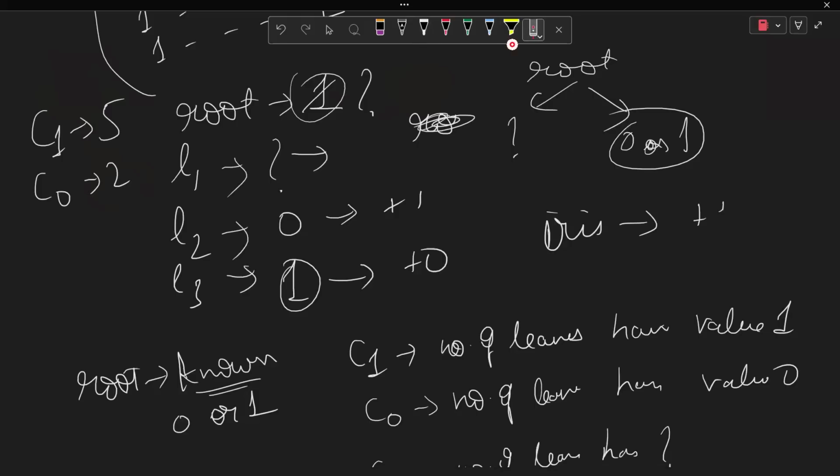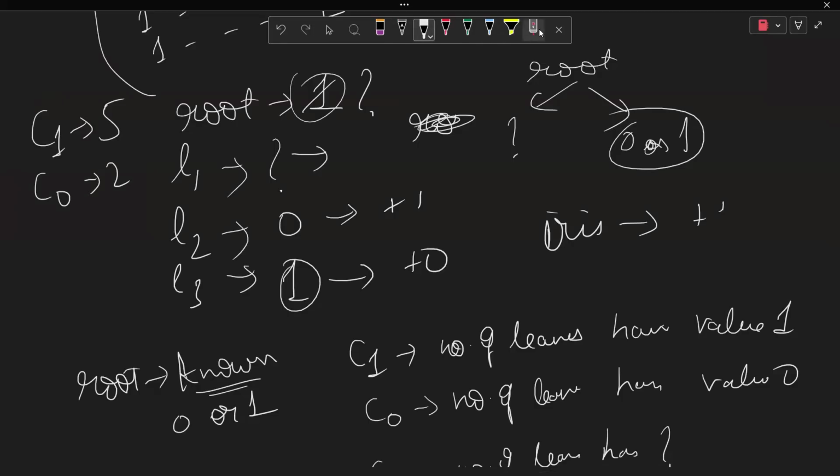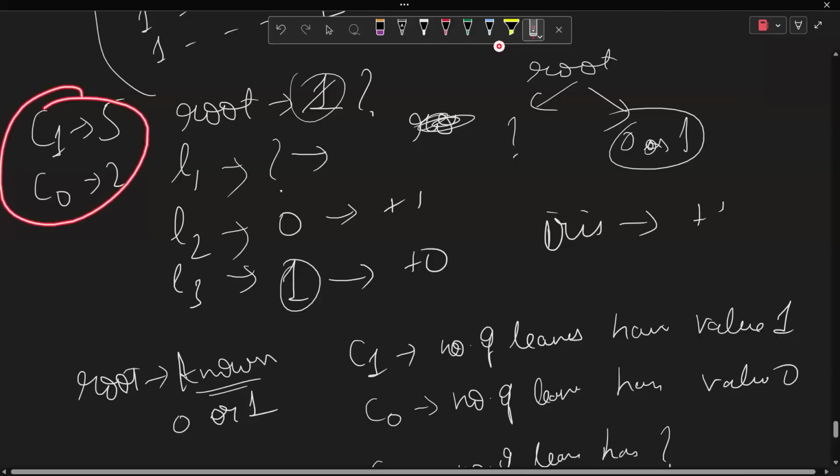So if there is some difference in C1 and C0, what would Iris try to do? He would try to utilize his move by replacing this question mark with either 0 or 1, depending on which is greater, C0 or C1.